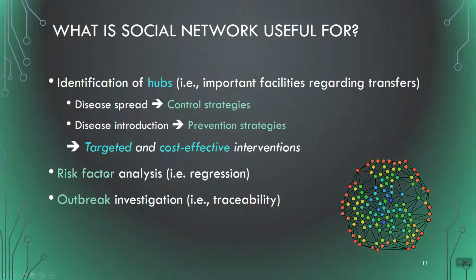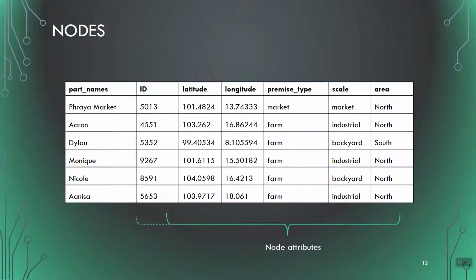You can also use this social network for regression and try to identify different risk factors. And also for outbreak investigation that Kyle was mentioning before. So an example of what we are going to be using, data-wise: we're going to be having two different tables. One's going to be for the nodes, and it's going to look like this.